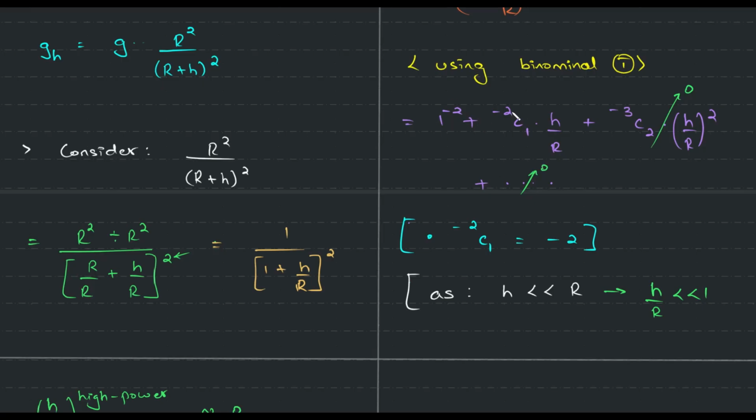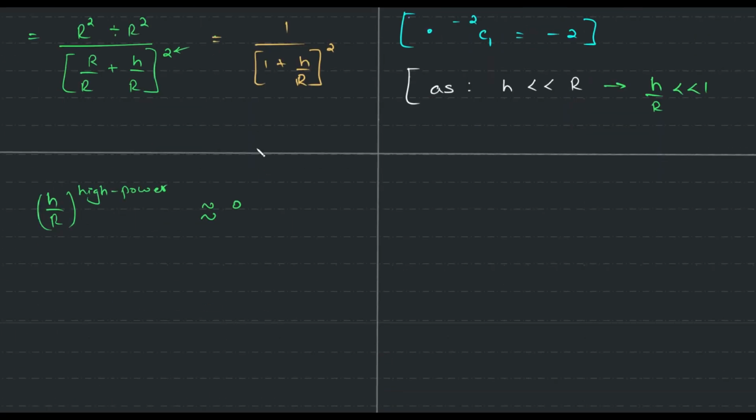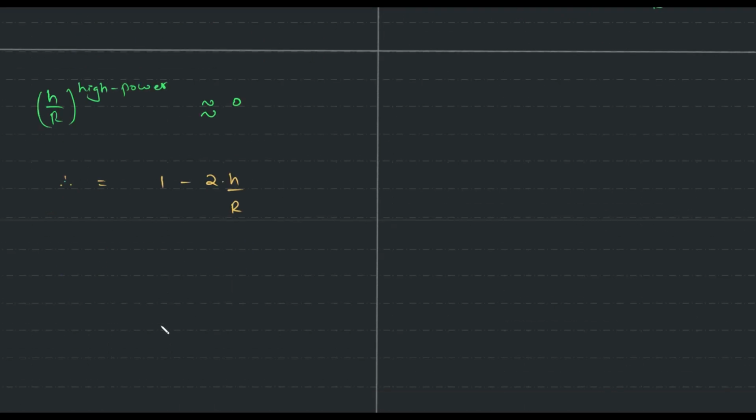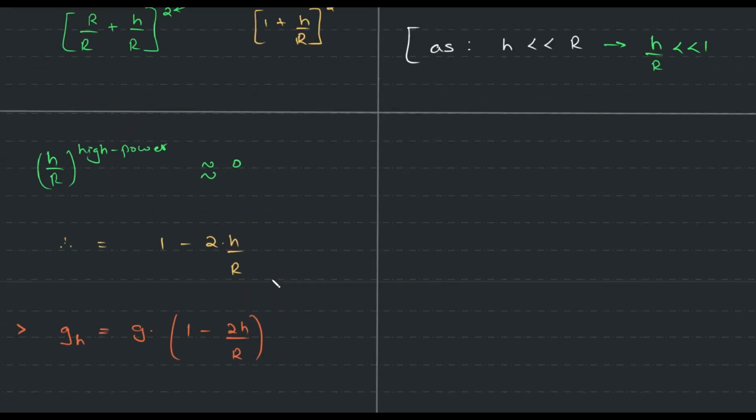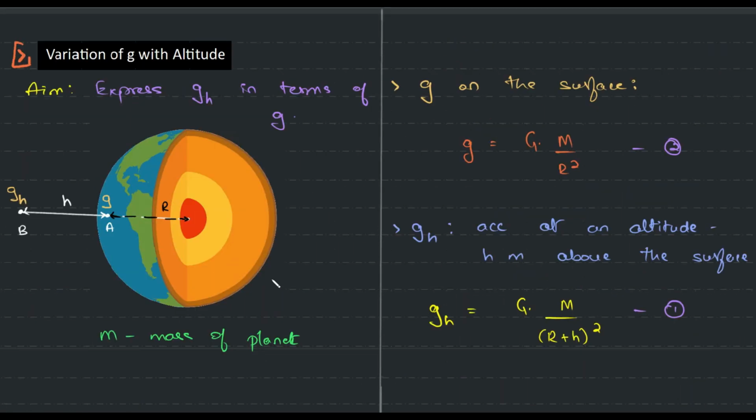So this is 1, this is minus 2, and this is h by r. So basically, this expression finally gives us 1 minus 2h by r. All of this put together, what do we have? We have g of h is equal to g times (1 minus 2h by r). And this is your answer.